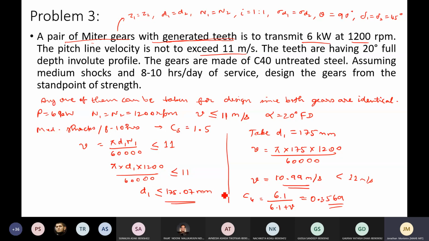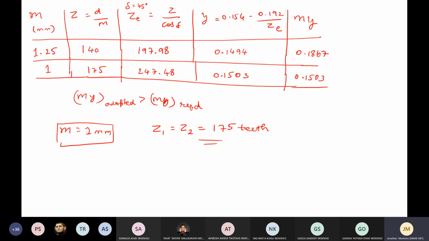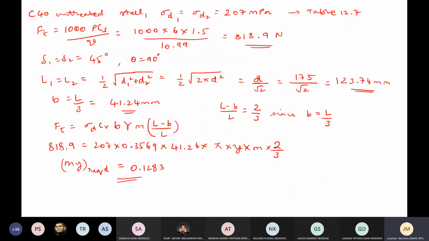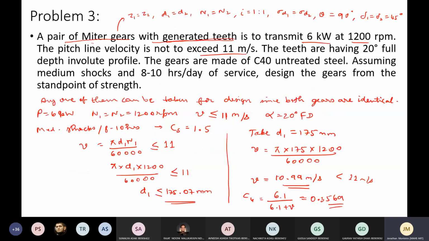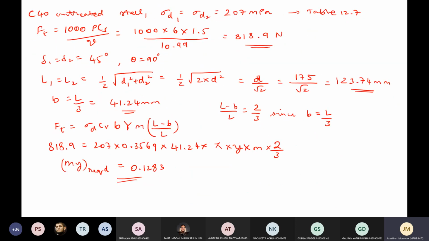Suppose with all these conditions we could not get a proper matching value. If we could not get something close enough, then we would slightly change the diameter, say 175 to 170 or 160 or 150, and try to fit in a gear with that particular profile. That also can be done. But of course, this problem is pretty straightforward and quite easy with respect to that.